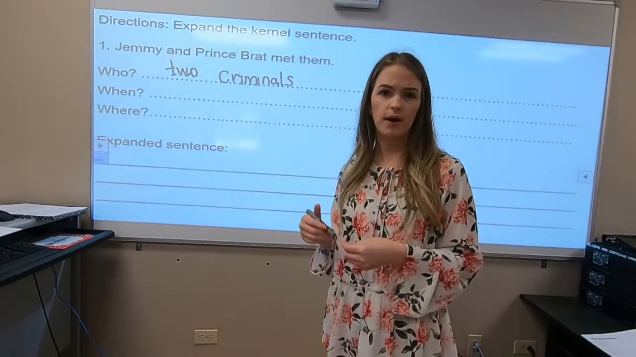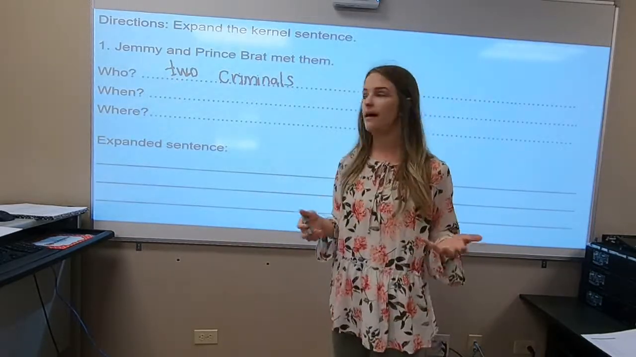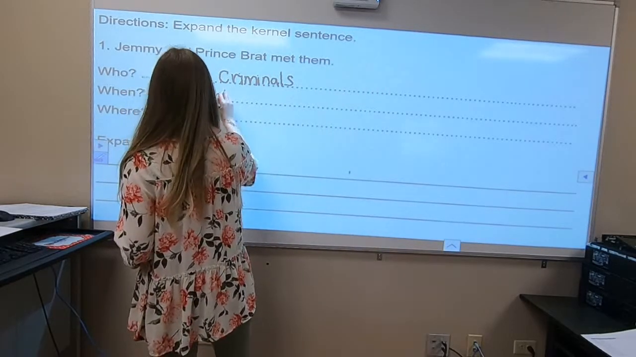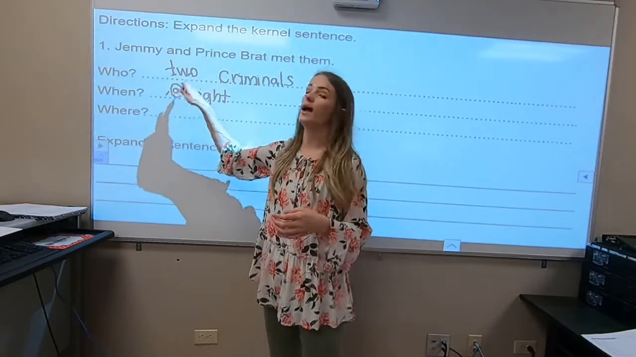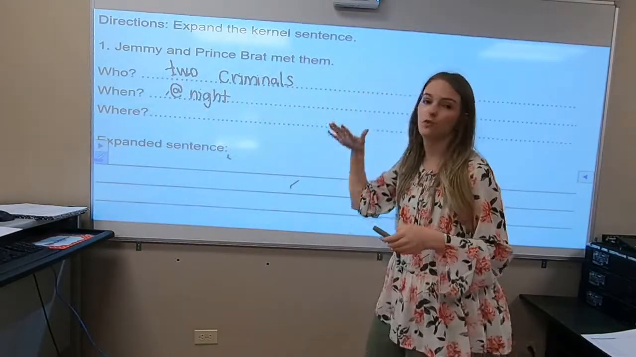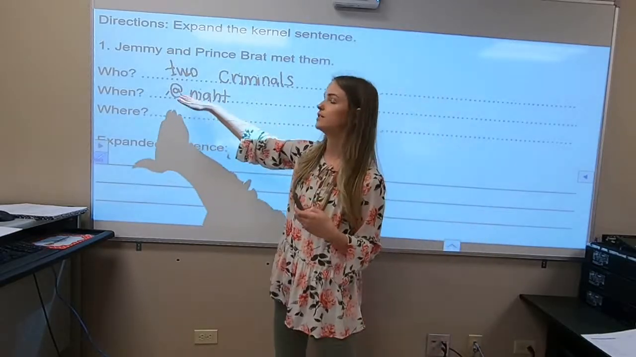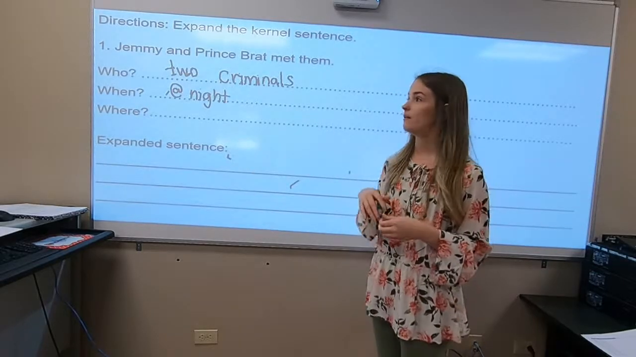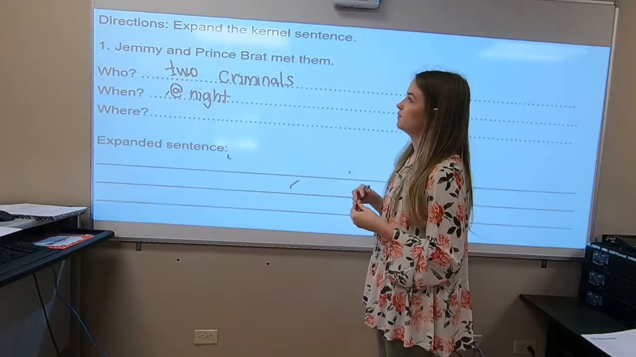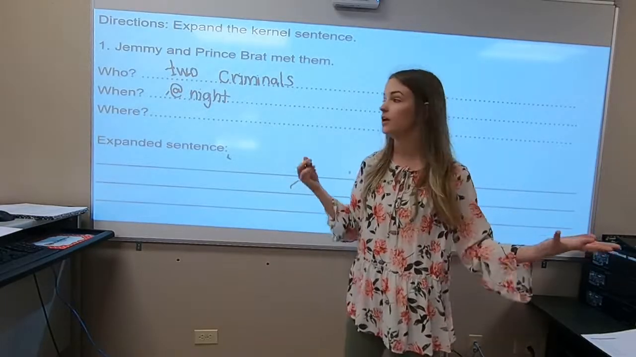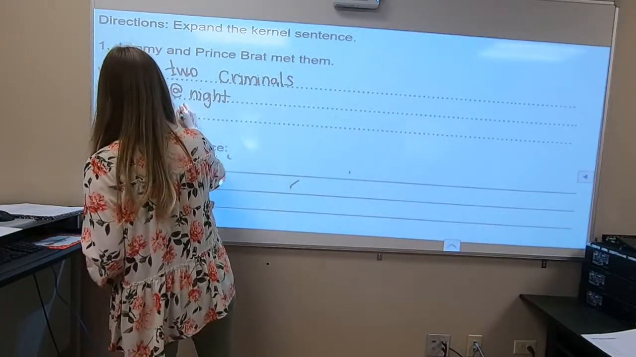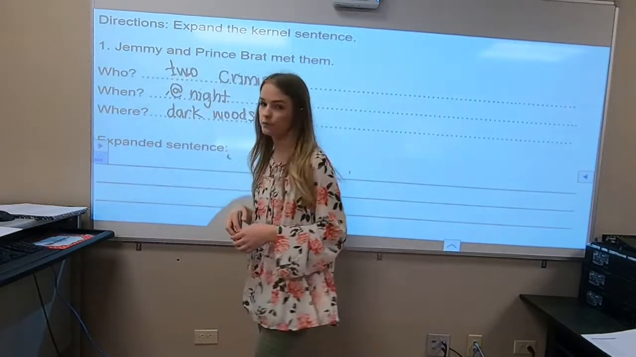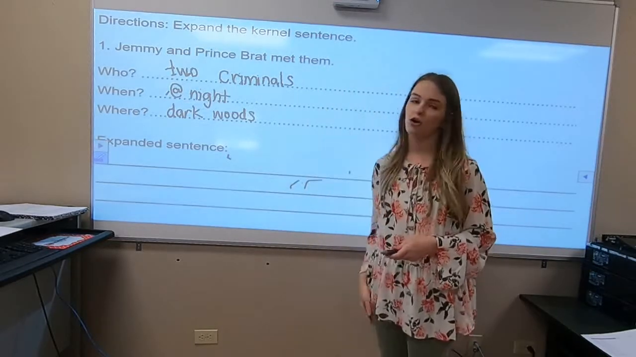When did Jimmy and Prince Brad meet the two criminals? They met them at night. Now this symbol right here stands for at. Again, these are dotted lines, so we're not going to write full sentences, and I can use those note-taking strategies and abbreviations. And then lastly, we have where. Where did Jimmy and Prince Brad meet them? They met them in the dark woods. So we have answered our questions.